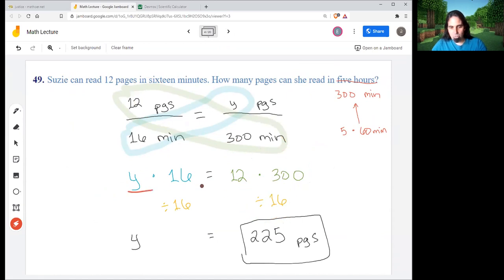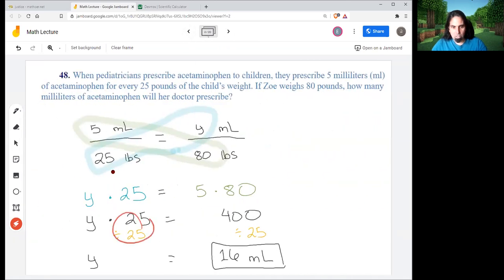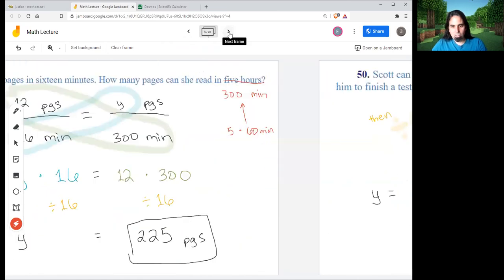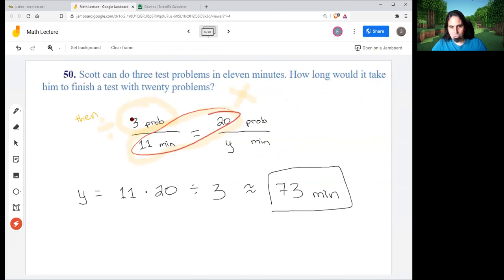That's because something always gets stuck onto y with times. So to undo that, I divide by that thing. So I'm dividing by the thing opposite y. I divide by the 16. I divide by the 25, right? I divide by, in this case, 1. That didn't do anything. So that's why this shortcut works. Multiply those and divide by that one.